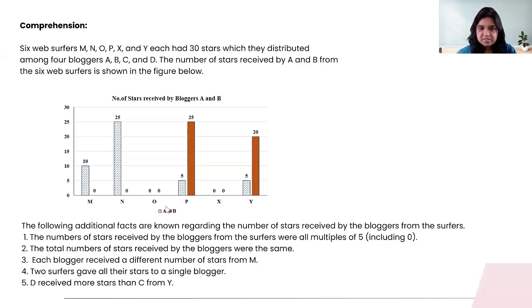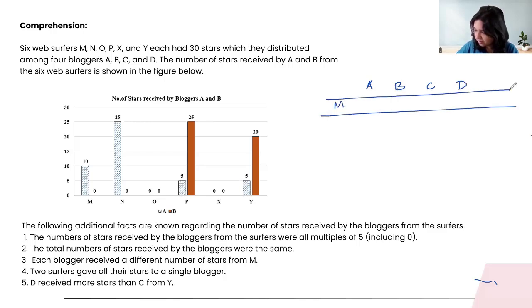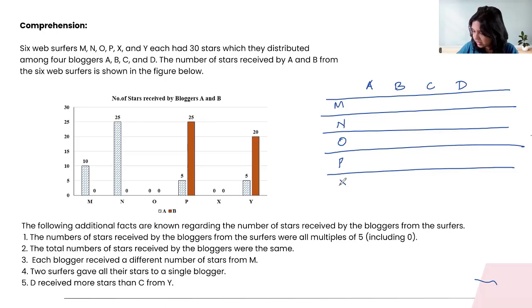We have been told that we have 6 web surfers and we have 4 bloggers, A, B, C, and D. Clearly, we have information about 2 of them. And then there is some additional information on the basis of which we're supposed to build the other 2 bloggers as well. So let's quickly represent this information in the form of a table which will help us understand the breakdown of these 30 stars across all the four bloggers. So we have our bloggers A, B, C, and D. And we have our surfers as M, N, O, P, X, and Y.